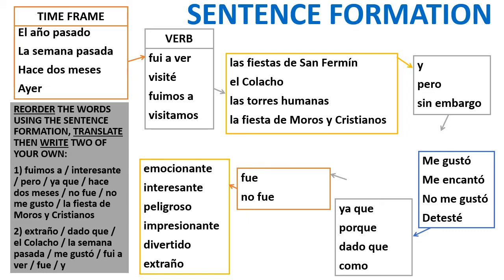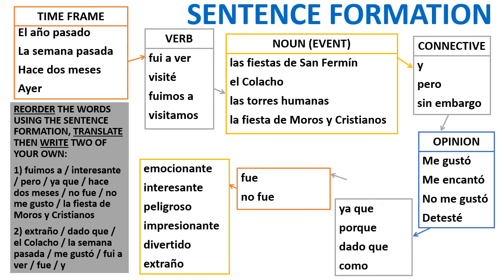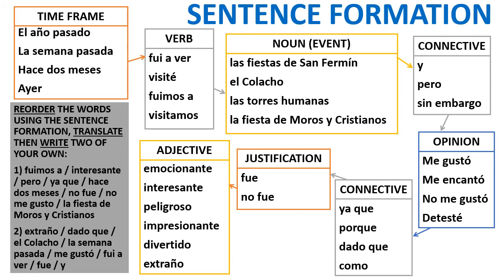So the next one would be a verb, so these are all in the past tense. The next one is a noun, so it's the event that you're talking about. Then you've got a connective: and, but, however. An opinion: I liked, I loved, I didn't like, I hated. Justification: you say going on to say why. And then adjective, which is your describing word, and then just going back, another connective added in: ya que, since, porque, because, dado que, given that, and como, as.